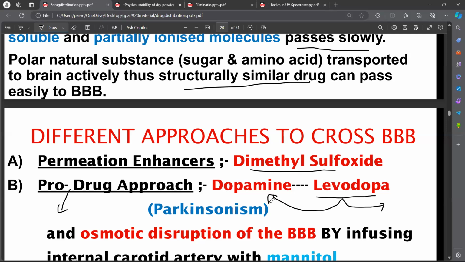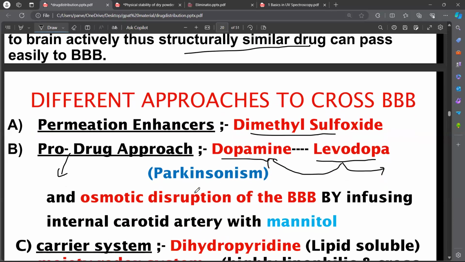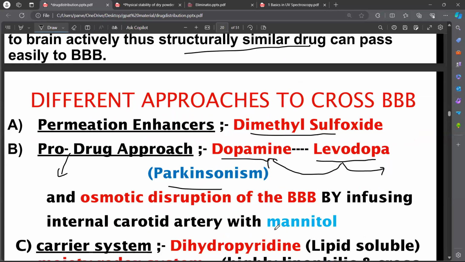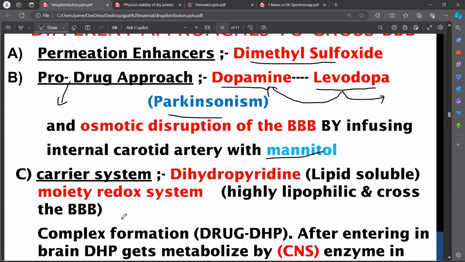Yeah, great. The decarboxylase. So basically, dopamine, being highly water soluble, can't permeate the blood-brain barrier, so we convert it into levodopa. Levodopa enters the blood-brain barrier, where by the enzyme decarboxylase it converts into dopamine and shows its action. So it's used in Parkinsonism. Also, there is osmotic disruption by infusing mannitol in the internal carotid vein.